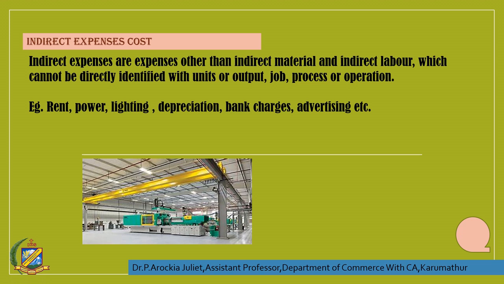For example, rent, power, lighting, depreciation, bank charges, advertising, etc. These expenditures are a must to produce the product, but they do not help directly to produce a particular amount of product. So we can identify these expenditures based on their output or a job only indirectly. So only that is called the indirect expenses cost.